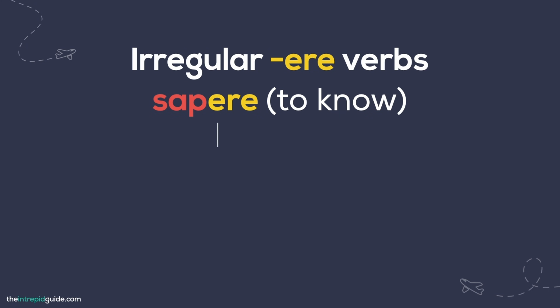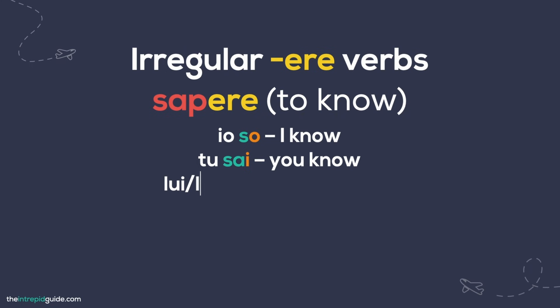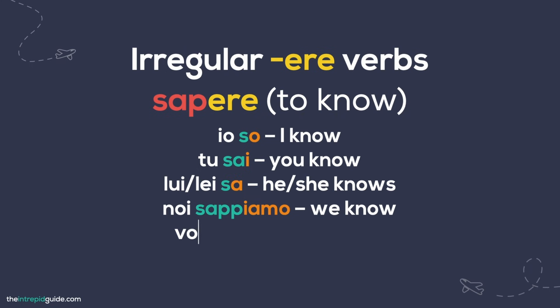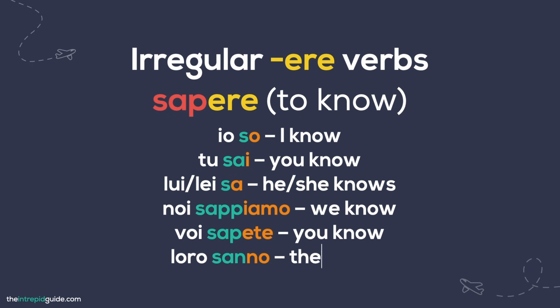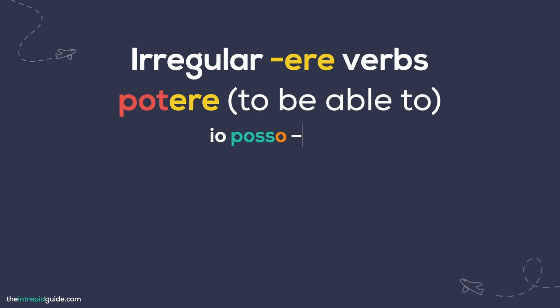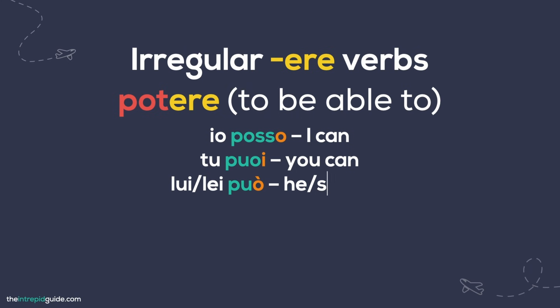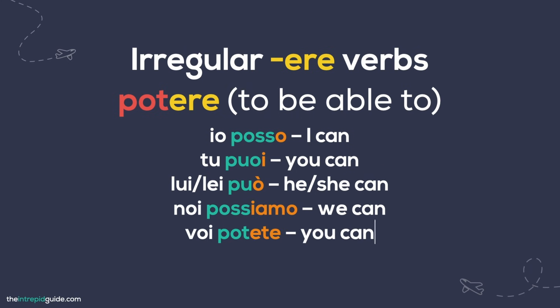Then we have the verb sapere, which means to know. So we have io so, tu sai, lui, lei sa, noi sappiamo, voi sapete, loro sanno. Then we have the verb potere, which is to be able to or can. So io posso, tu puoi, lui, lei può, noi possiamo, voi potete, loro possono.